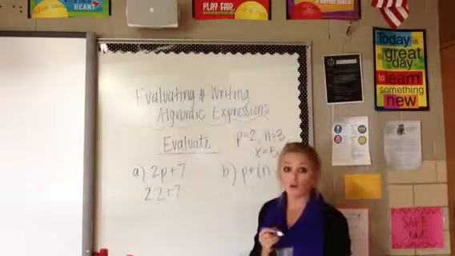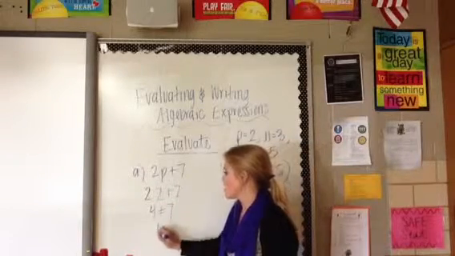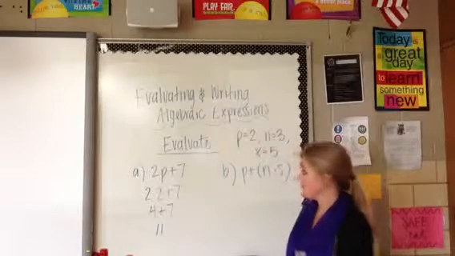Then I have to use my order of operations. I'm going to multiply first. 2 times 2 is 4, plus 7 is 11. Let's look at this one.